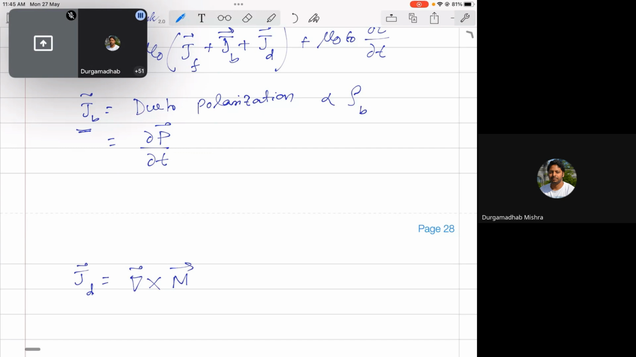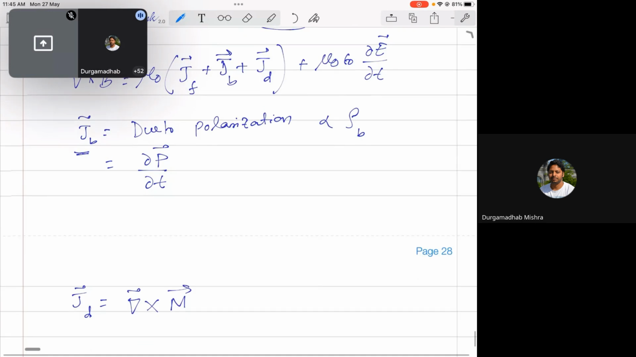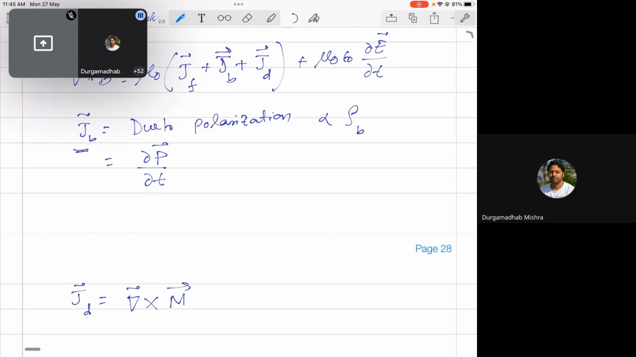One is the free current, that is, you connect to the battery, that current that flows, so that is the free current. Then there is a bound current due to polarization, which will depend on the change of the polarization as a function of time. And then there is the third type of current, which is due to the induced magnetic dipole that arises due to your applied magnetic field, which is given by this term.